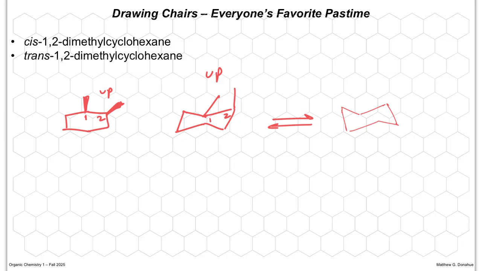So I did a chair flip. So this becomes 1, that becomes 2. So basically you're just flipping everything. Carbon 1 was equatorial, so now it has to be axial. Carbon 2, methyl was axial, now it has to be equatorial. Notice that both substituents are still up.